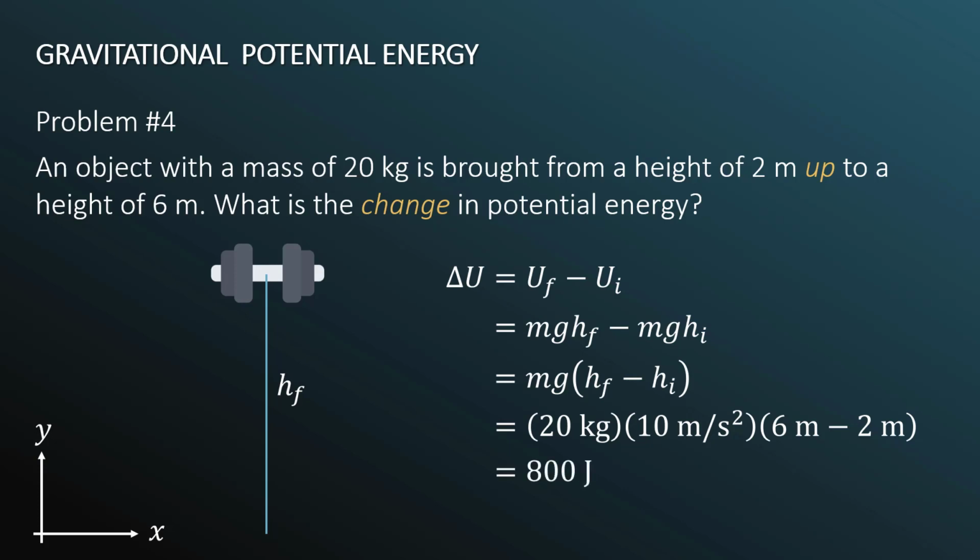So the change in the gravitational potential energy is 800 joules. So we've increased the potential energy. The change in potential is positive here, which means this object now has a higher potential for gravity to do work on it. If you lift an object higher and higher, gravity has greater potential to pull it further down. So it has a greater potential to do gravitational work.